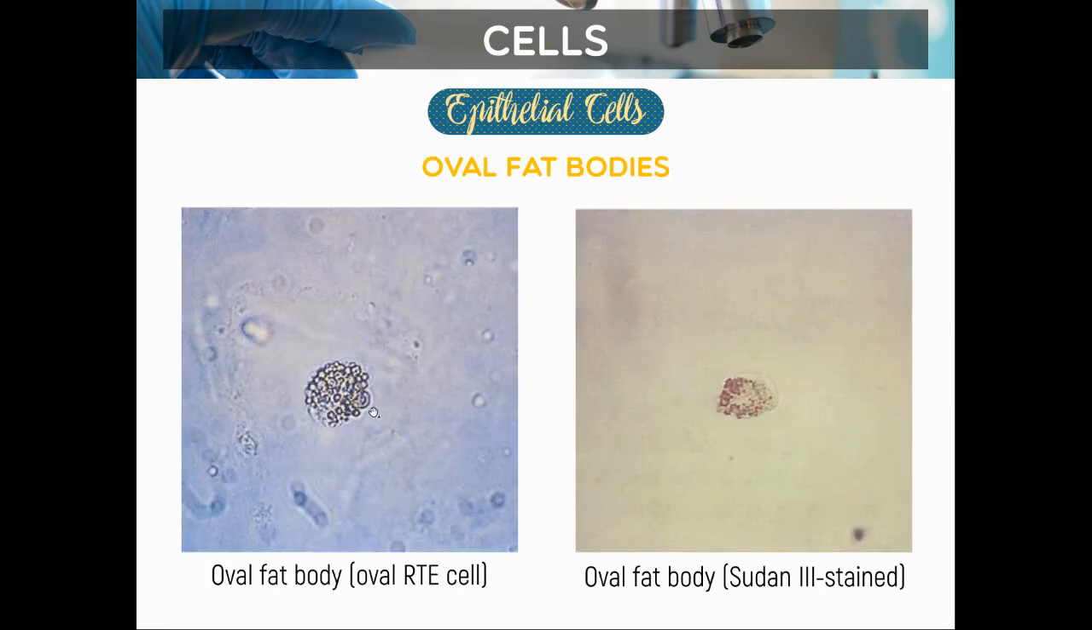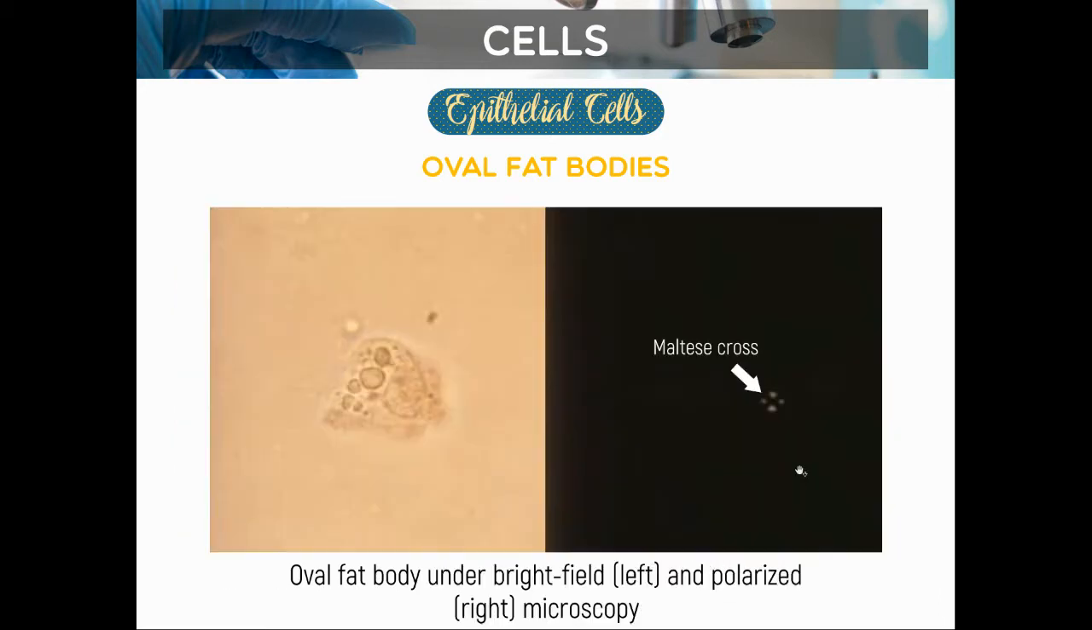So, as you can see here, we have our oval fat bodies or oval RTE cells. And on the other side kay di ba na-stain siya nga orange-red droplets. So meaning orange-red droplets ang iyang na-stain kay either neutral fats or triglyceride. And in our next slide, we have oval fat body under bright field microscope. Di ba, kani, kung naay Maltese cross under polarized microscope kay presence of cholesterol. Again, Maltese cross presence of cholesterol kung ang atong ginagamit nga microscope kay polarized microscope.